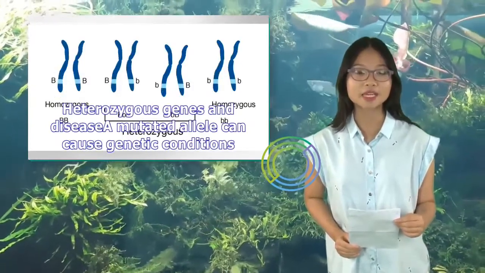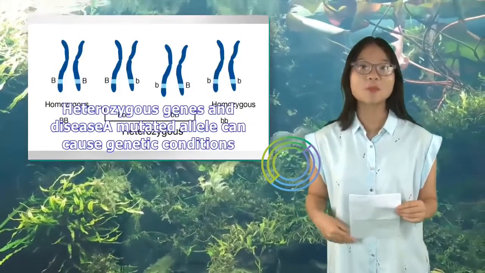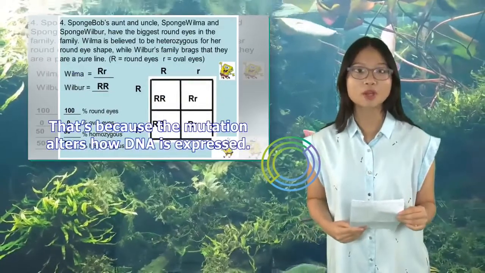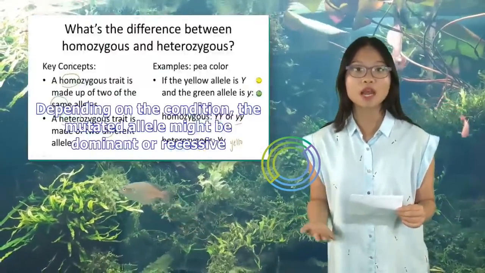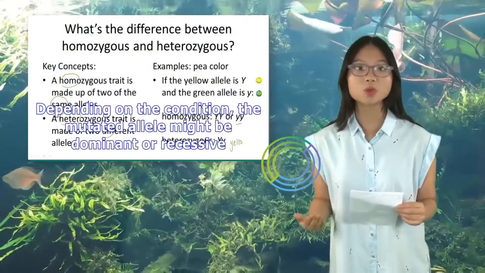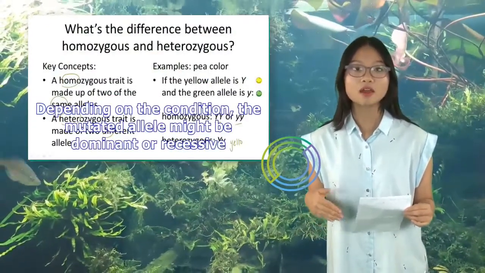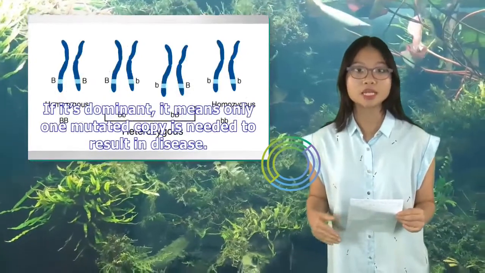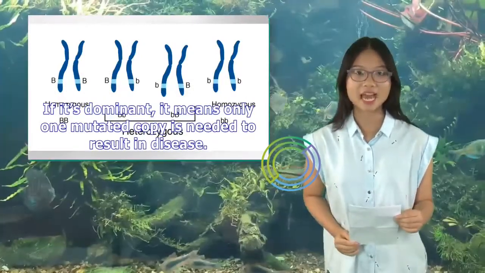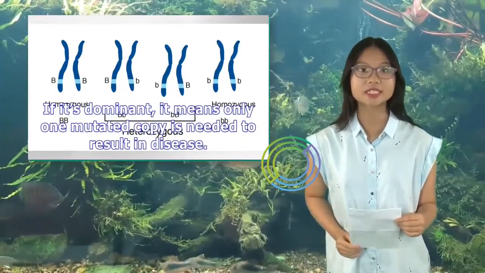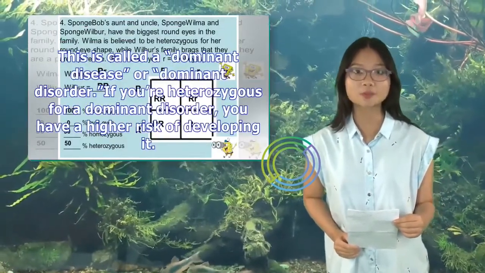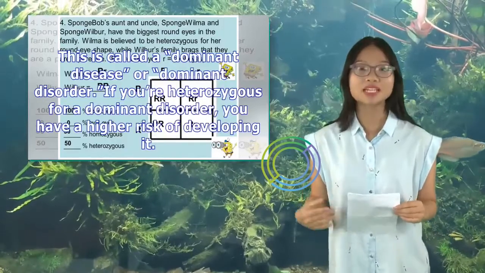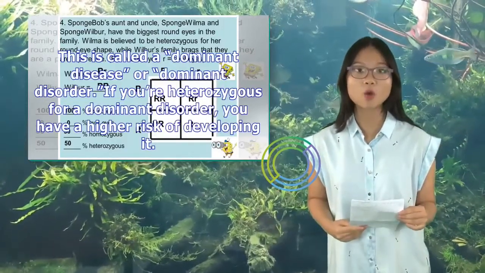Heterozygous genes and disease. A mutated allele can cause genetic conditions. That's because the mutation alters how DNA is expressed. Depending on the condition, the mutated allele might be dominant or recessive. If it's dominant, it means only one mutated copy is needed to result in disease. This is called a dominant disease or dominant disorder. If you're heterozygous for a dominant disorder, you have a higher risk of developing it.